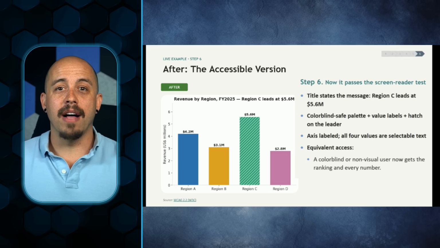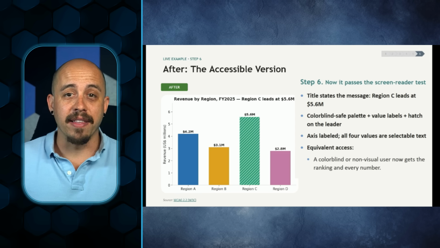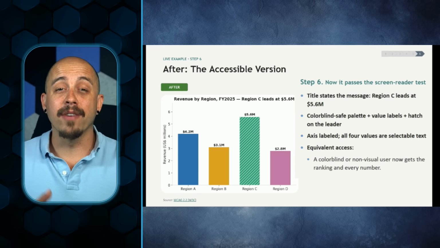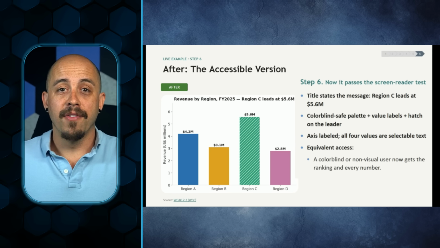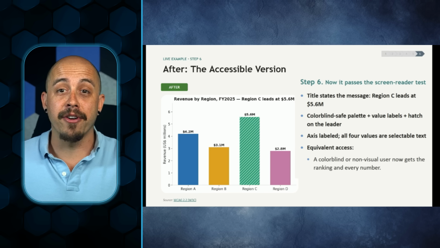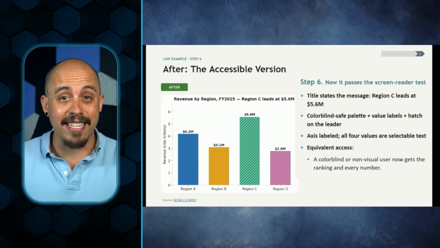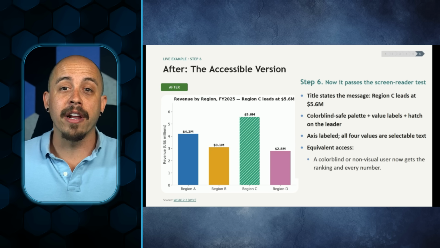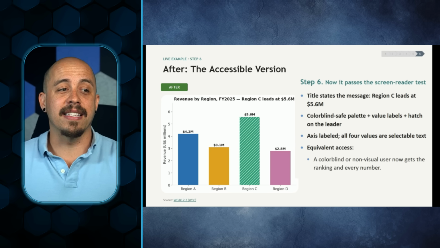And here's the result after step 6. Look at what's changed. The title now states the message directly. Region C leads at $5.6 million. That means the headline reaches the reader instantly, before they even look at the bars. The chart uses a colorblind safe palette with value labels and a hatch pattern marks for the leader. So the takeaway never relies on color. The axes are labeled and all 4 values are selectable text, meaning a screen reader can read them and a low vision user can zoom in on them. This is what an accessible chart looks like.